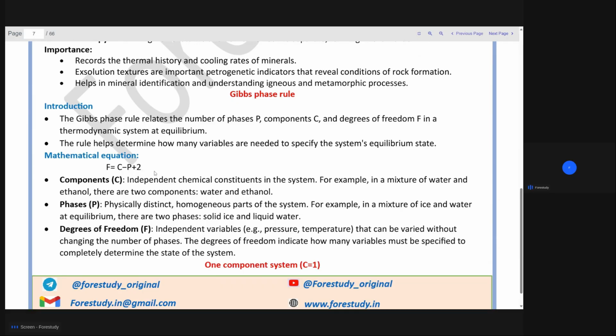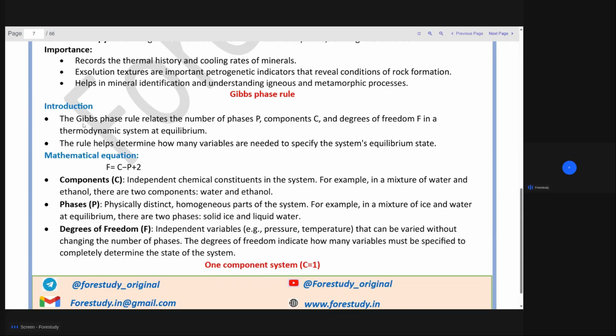This is a very important formula for you to remember, where F is the degree of freedom. I repeat, F is the degree of freedom, C is the number of components in the system, and P is the number of different phases of the system. P can also be written as phi, which is a symbol. So F is the degree of freedom, C is the components, minus the number of phases in the system, plus 2. This is the formula of Gibbs phase rule.